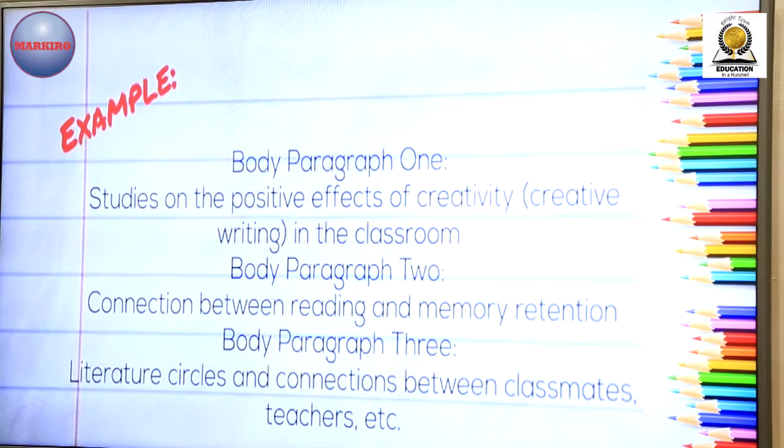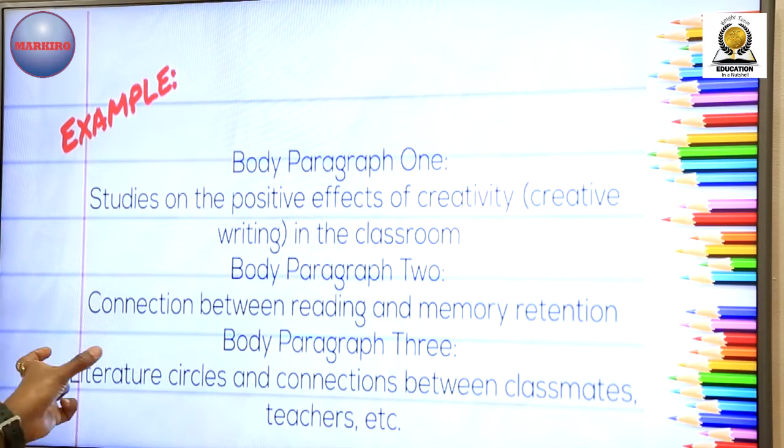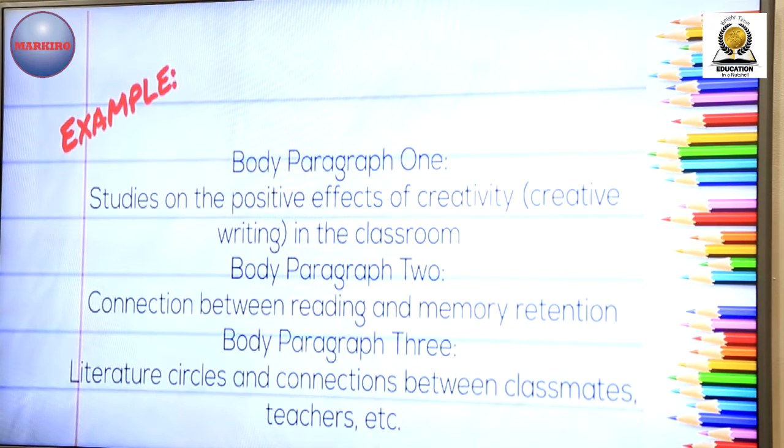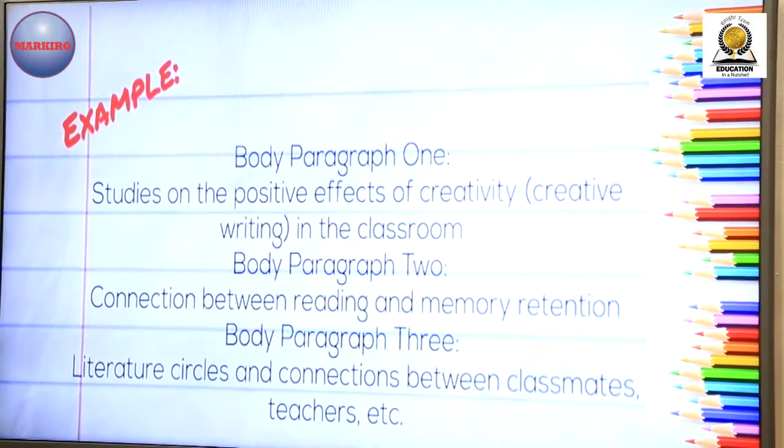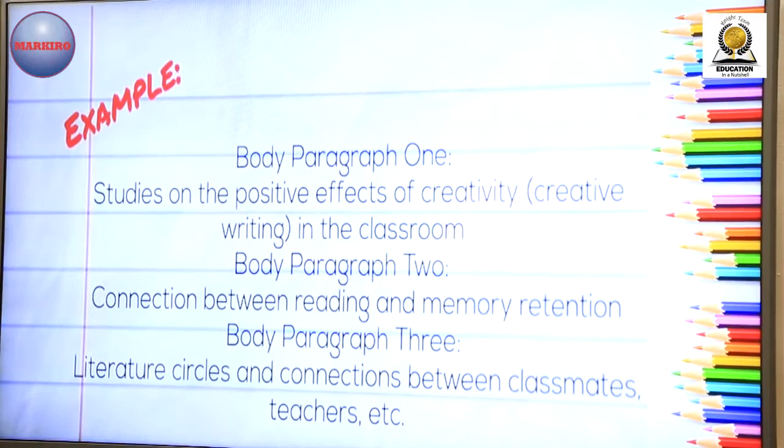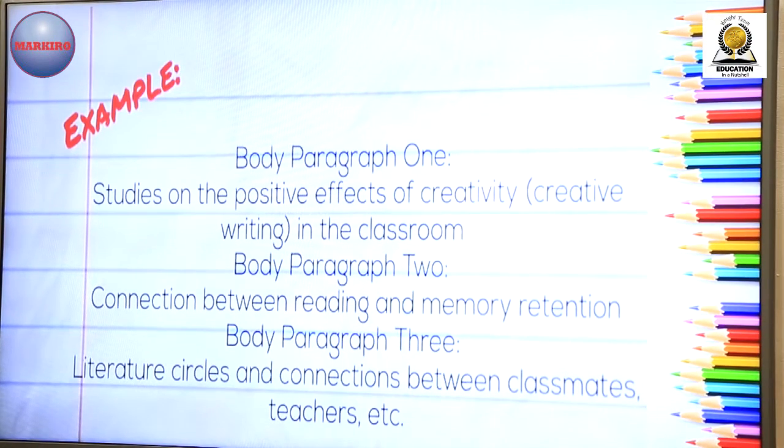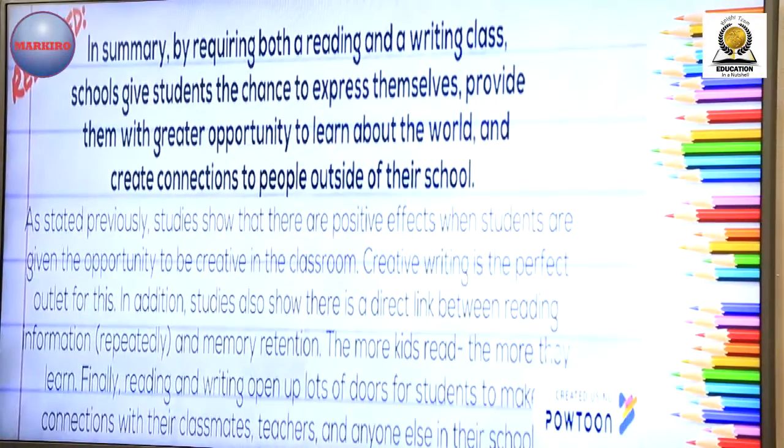Let's go to our next example. This is body paragraph 1, topic sentence, body paragraph 2, topic sentence, and body paragraph 3, topic sentence. In body paragraph 1, studies on the positive effects of creativity. This is the main idea or the topic sentence. In body paragraph 2, connection between reading and memory retention, how reading and writing can improve memory retention. And finally, literature circles and the connection that it makes between classmates, teachers, other students in the school, and maybe outside. Let's see how we can restate this.